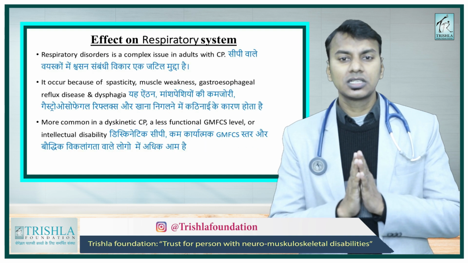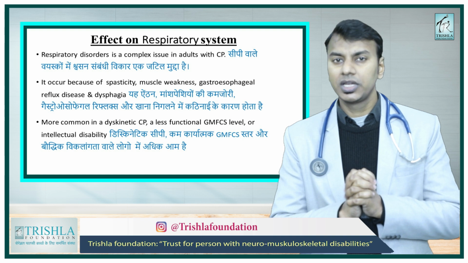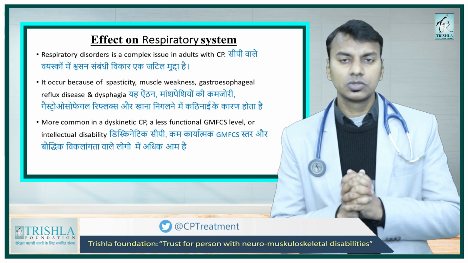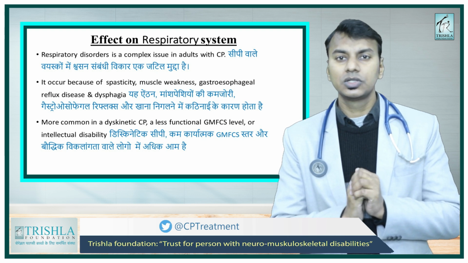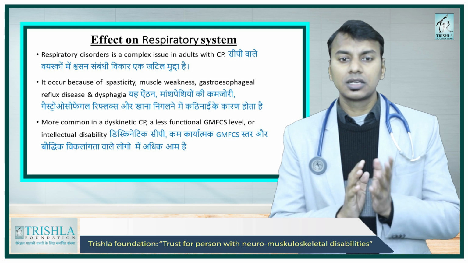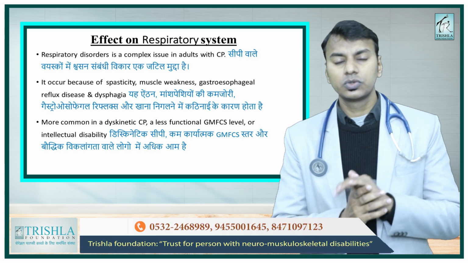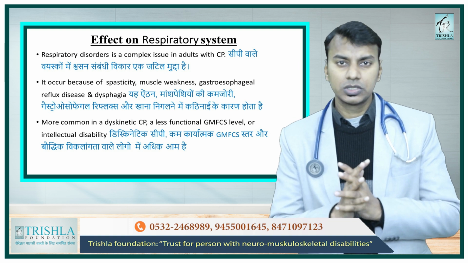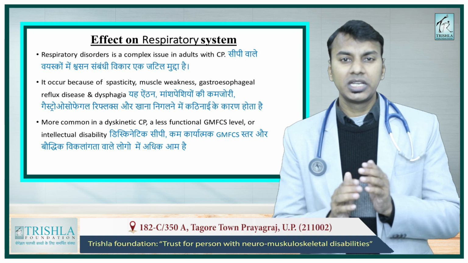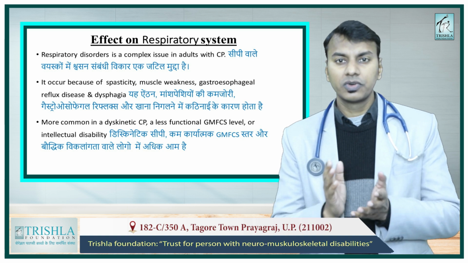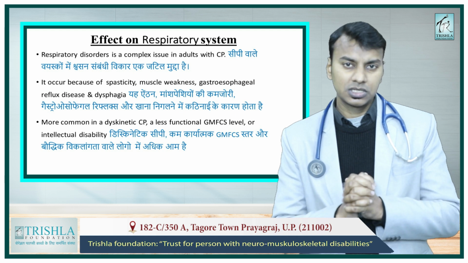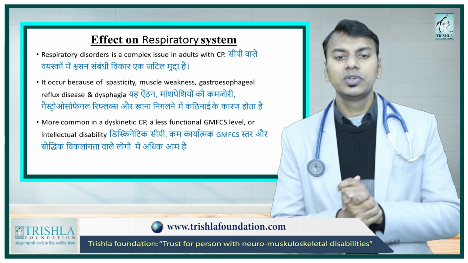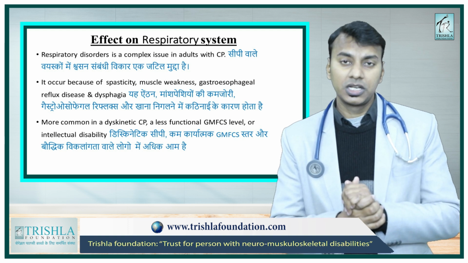So respiratory disorder is a complex issue in adults with CP. It is very complex, so understanding and diagnosing it is very important. Because of deformities, lack of exercise and other issues, it is very common. It occurs because of spasticity, muscle weakness, gastroesophageal reflux disease and dysphagia. These issues can create respiratory symptoms, and it is more common in dyskinetic CP, in those with less functional gross motor function, or in patients with intellectual disability. We generally see such kinds of respiratory issues in them.